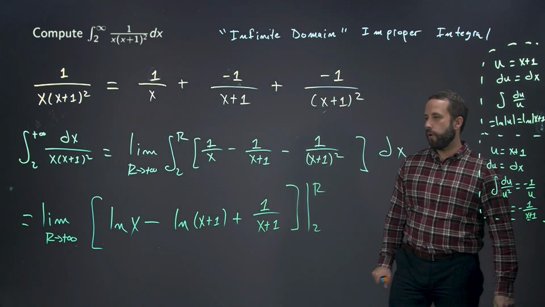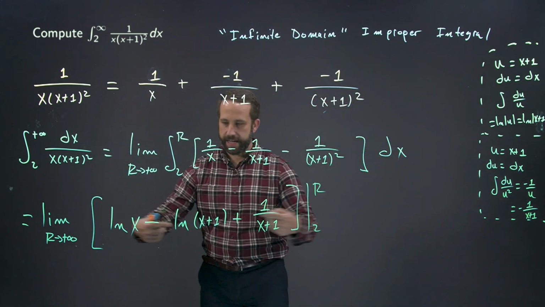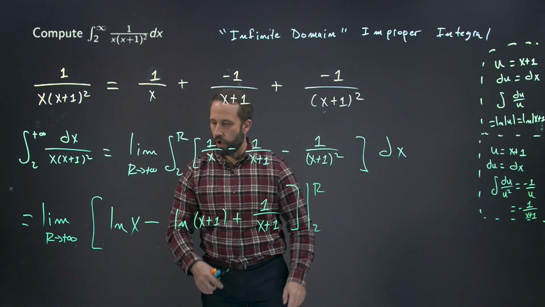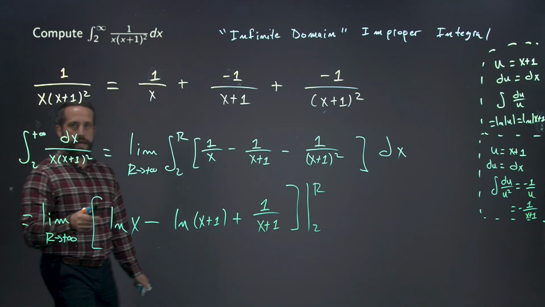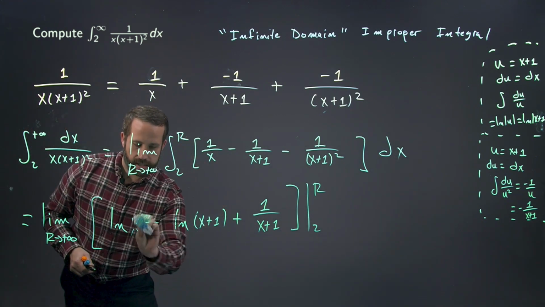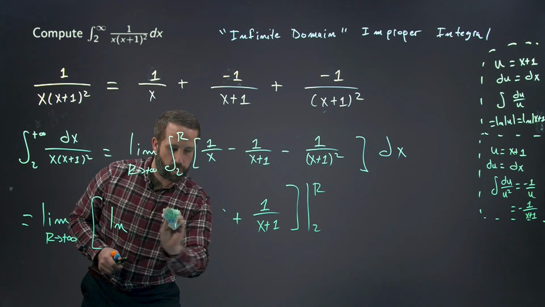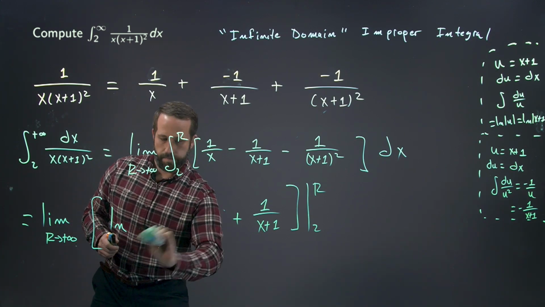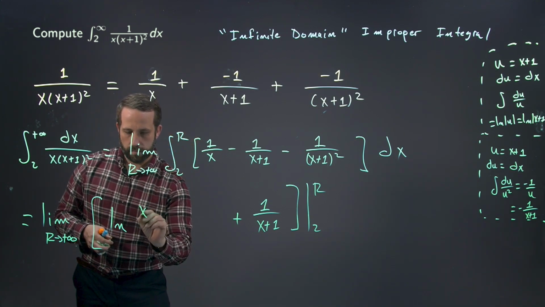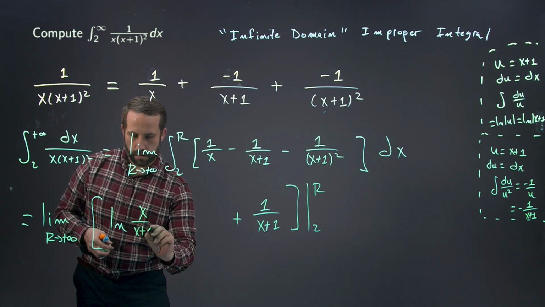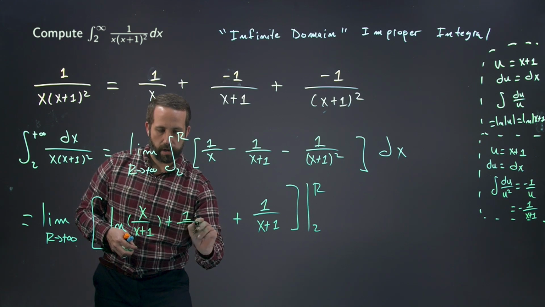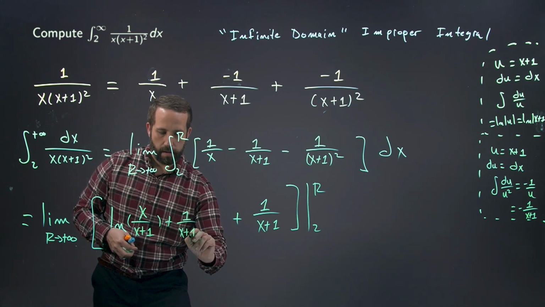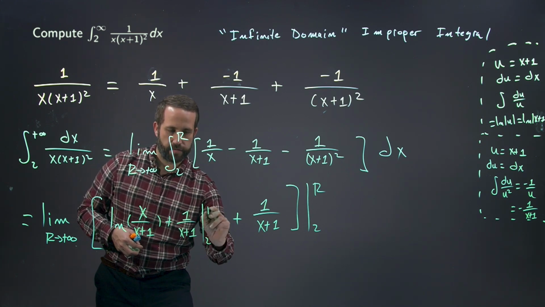Okay, so I'm going to combine to sort of condense things. I'm going to combine this log into one term. So log x minus log x plus 1 is equal to log x over x plus 1. And then plus this term, 1 over x plus 1, and we're evaluating this from 2 to r.